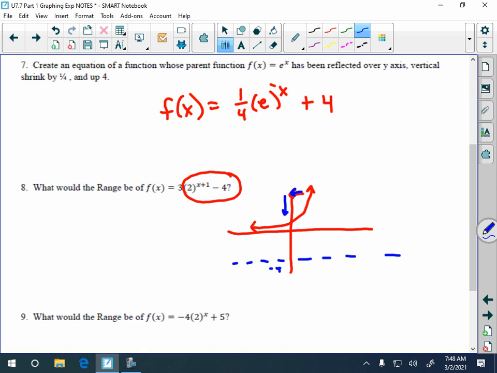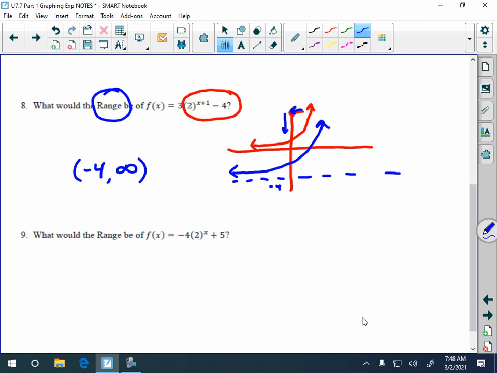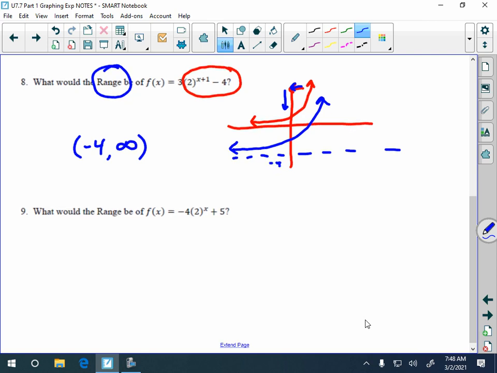So if we take our whole graph, move it left 1 and down 4, our new graph will basically be something like this. So now if you're looking for the range, go from bottom to top. Well, it looks like it's going to be negative 4 to infinity. So sometimes it helps to just do a quick sketch of the graph to see what it's going to look like for the domain or the range.